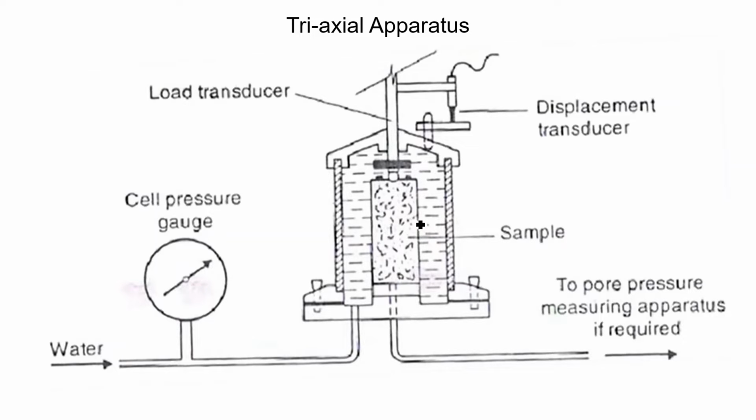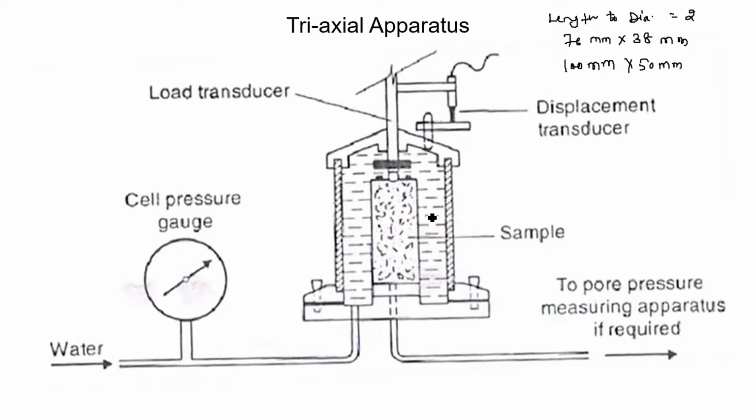So, in the triaxial test, a soil sample of length to diameter ratio of 2 is prepared. Generally 2 standard sample sizes are used, which is 76 millimeter by 38 millimeter, and the second one is 100 mm by 50 mm. These 2 are the standard sample sizes which are used in the triaxial test.